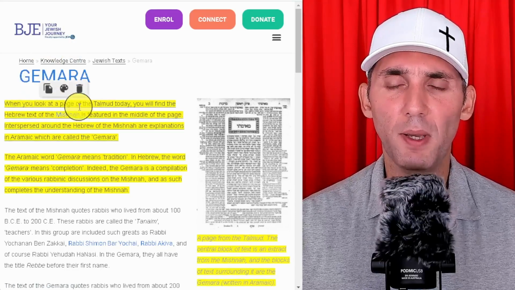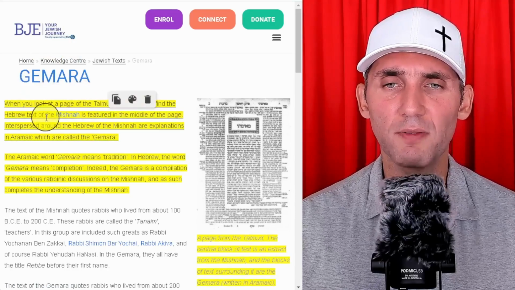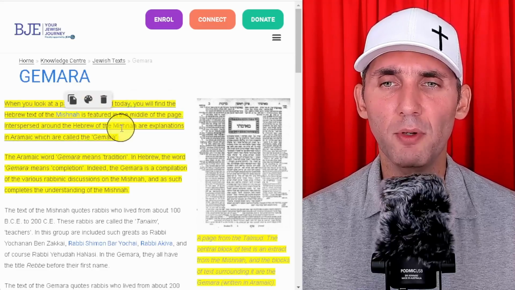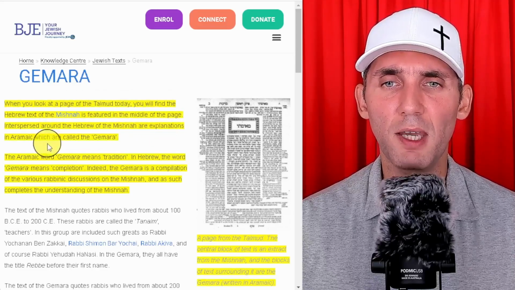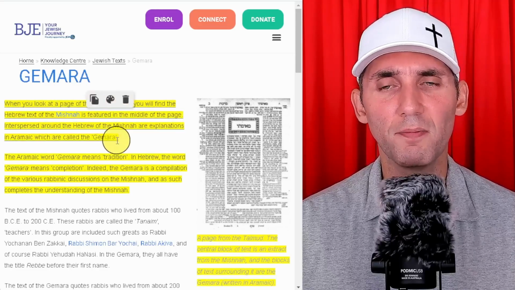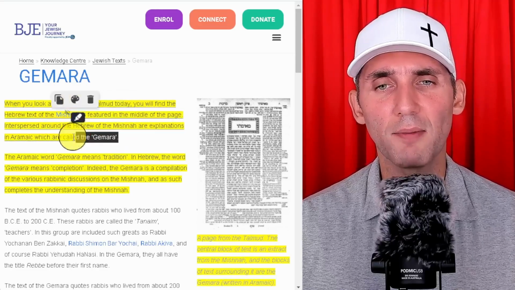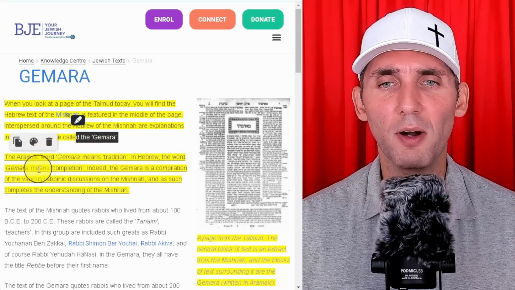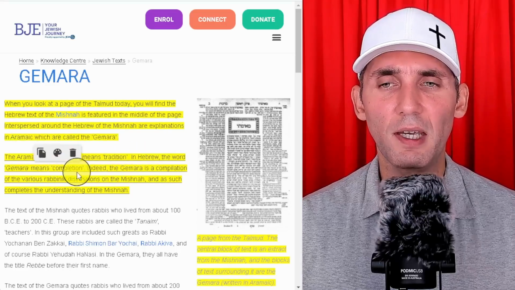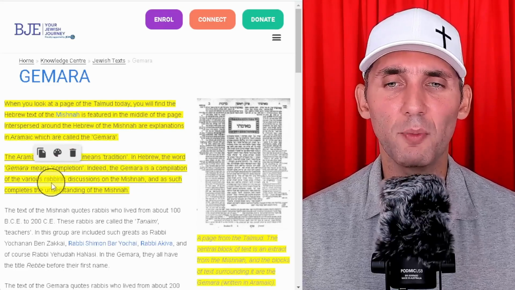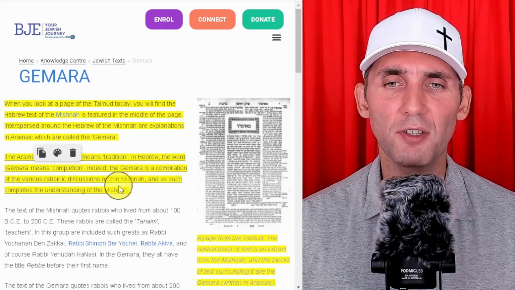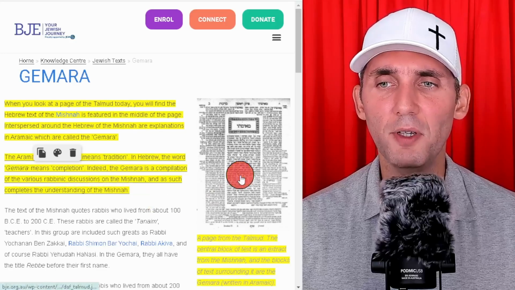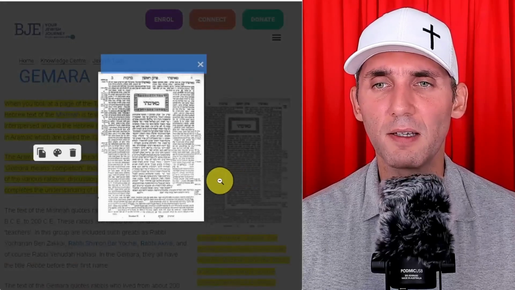And it says, when you look at a page of the Talmud today, you will find the Hebrew text of the Mishnah is featured in the middle of the page. Interspersed around the Hebrew of the Mishnah are explanations in Aramaic, which are called the Gemara. So it's written in Aramaic. The Aramaic word Gemara means tradition. In Hebrew, the word Gemara means completion. Indeed, the Gemara is a compilation of the various rabbinic discussions of the Mishnah, and as such completes the understanding of the Mishnah. Here's a page from the Talmud, and you can see what it looks like.